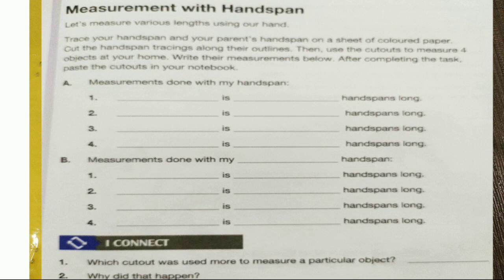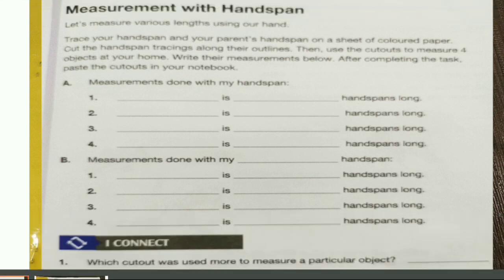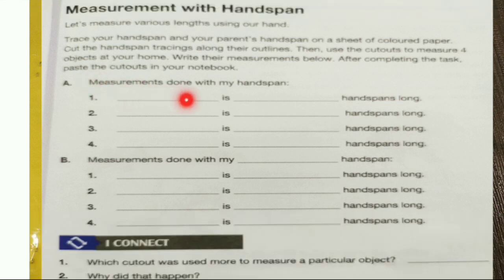Okay, children, what we have to do here? You have to do the measurement done with my hand span. First you have to do the measurement with your hand span. Take your hand span and write down the object name here. For example, if you are measuring the table, or the chair, or the bed, then write down the name of the object here and write down how many hand spans long it is. For example, your bed is 12 hand spans long, like this.